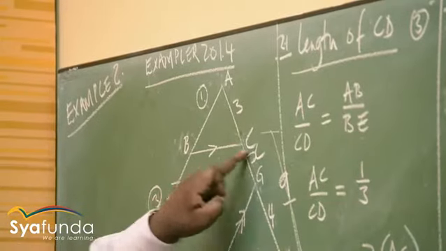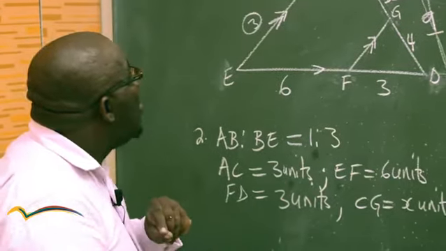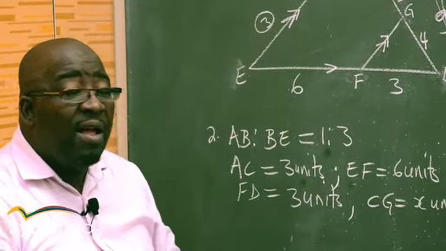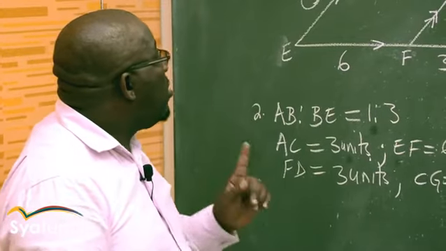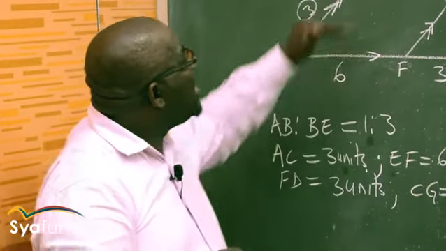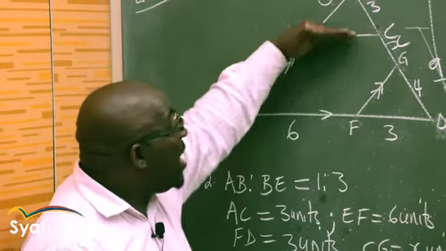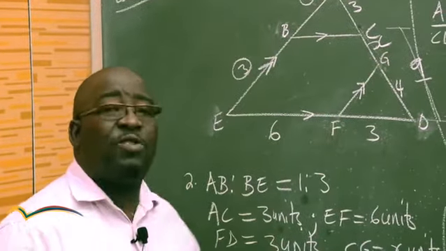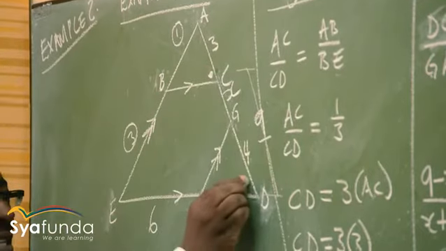We are using similar triangles. If two triangles are similar, then the ratio of their sides is also the same. Now, look here. We know that these are parallel lines. If the two lines are parallel, the corresponding angles will be equal, meaning that this angle here will be the same as this angle.